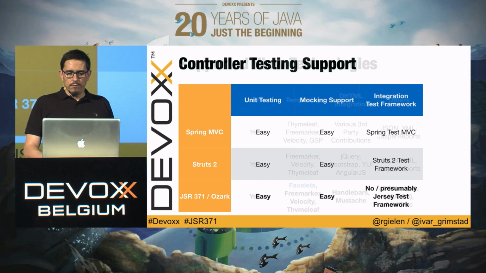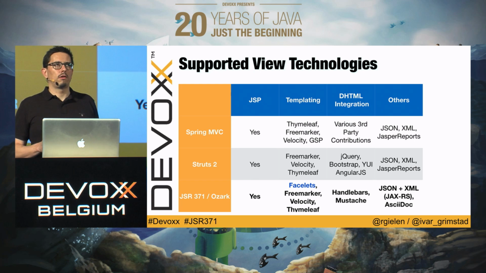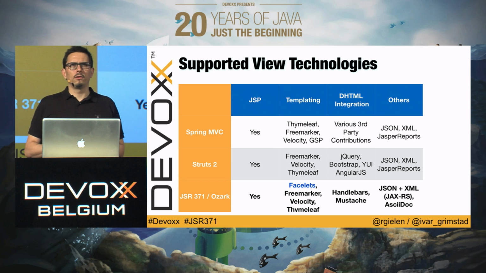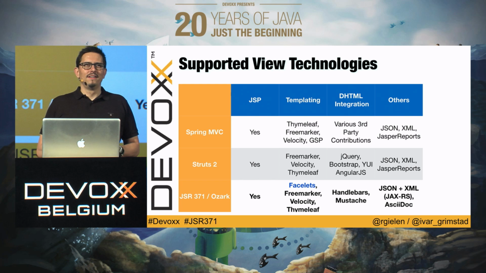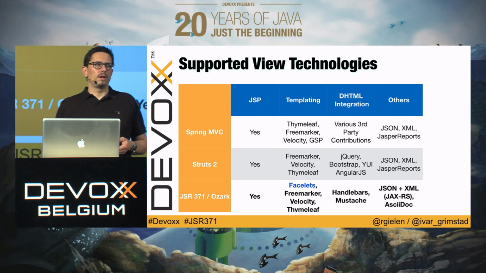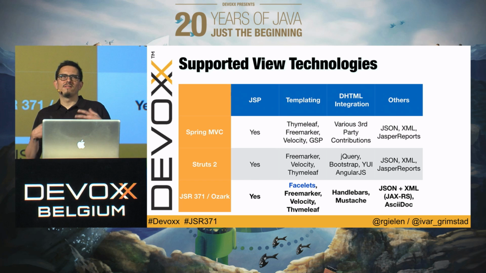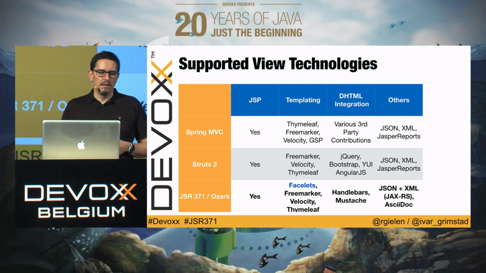So another interesting part is that no one wants to be limited to one view technology. JSP is a little bit like, okay, people keep hoping it's dying. I think we will see it in many years. But anyway, we want to support many view technologies, and all these frameworks do. There are view technologies where they are better in supporting, and others where there's some basic support, I would say.